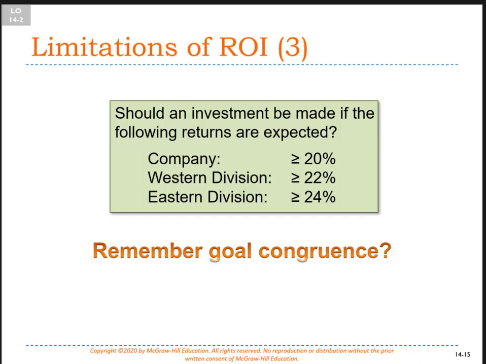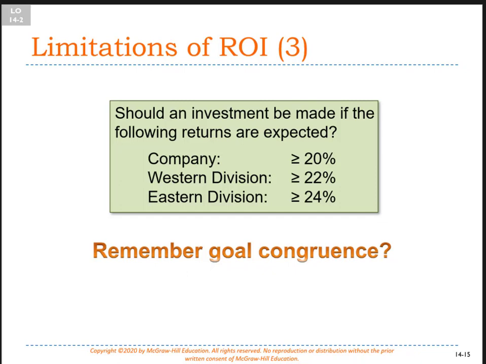The Western Division is going to look at that as a problem. That is going to actually lower the Western Division's return on investment overall. Because they're going to average the two together, and they're going to get something lower than 22%. It's going to lower that. And the Eastern Division would look even worse at that, right? They would look at it and say, wow, that's even more so going to reduce our overall return on investment. And so we'll pass on that 21%.